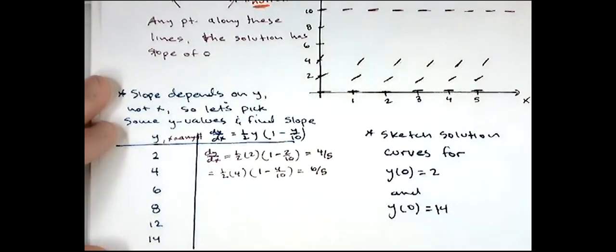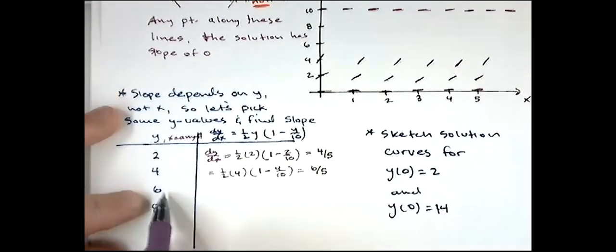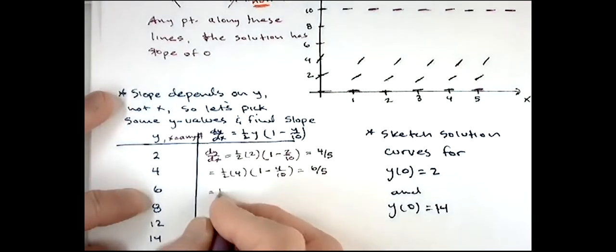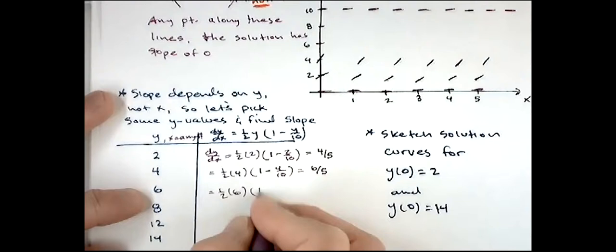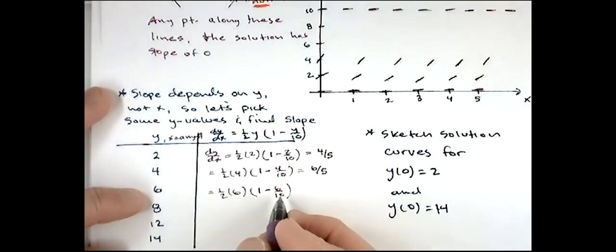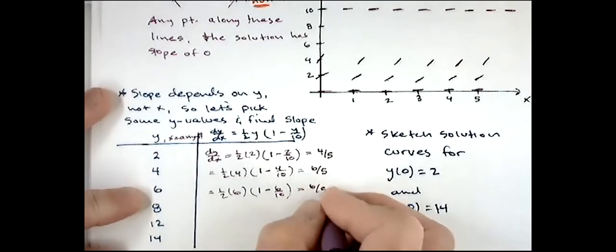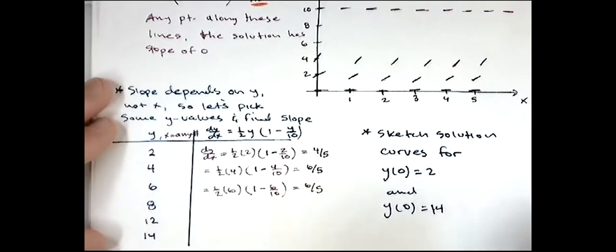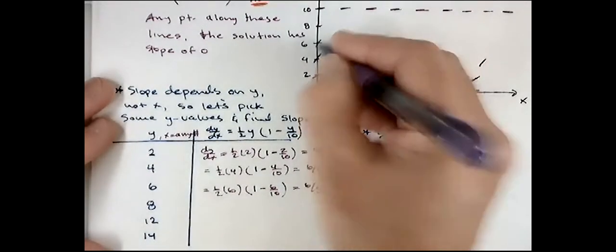And see, these ideas where you can get lots of slopes easily are really useful when you're sketching slope fields. All right, I wanted to do a couple more here just to show you. This is 1/2 times 6 times 1 minus 6/10. That's 3 times 4/10. 3 times 4/10 is also 12/10, so this is also 6/5. So I have the same slope here.